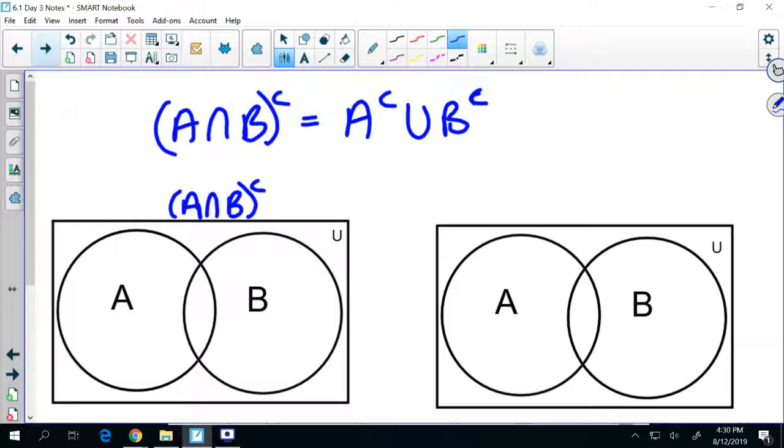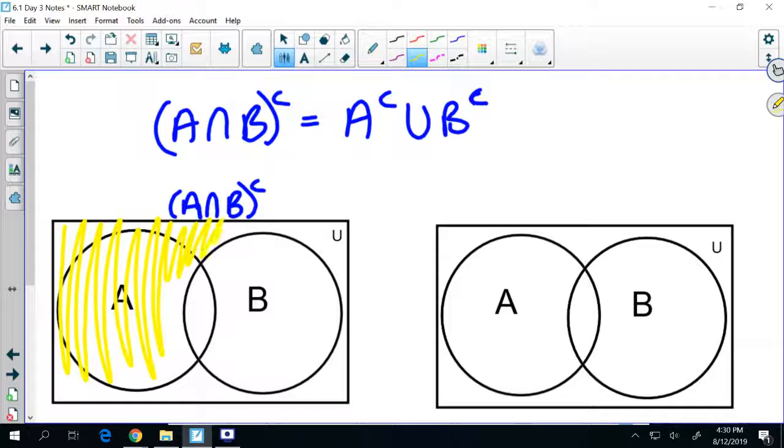Well, A intersect B is where they share it. So this is A intersect B. So the complement of that is everything else but the overlap, right? So it's everything on the outside, everything but that little part there.